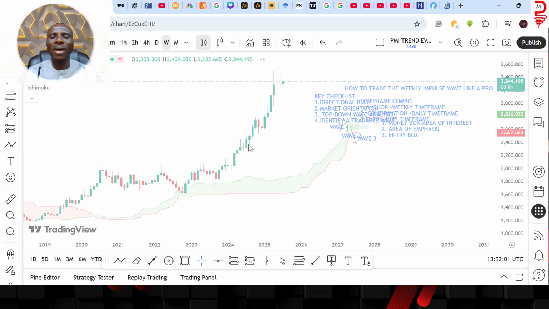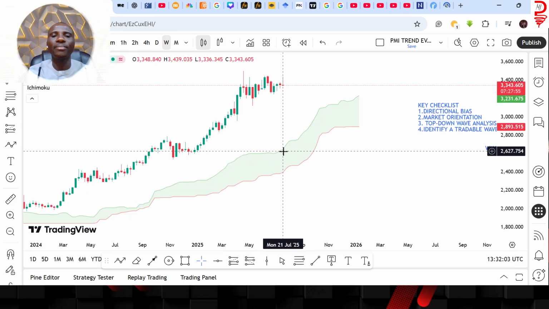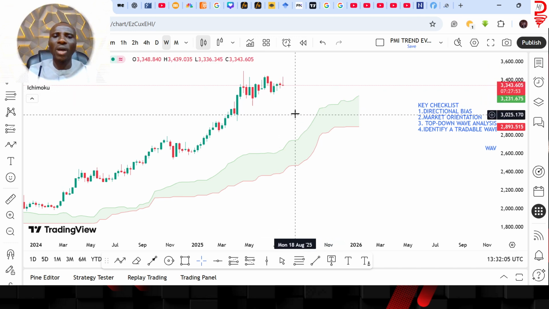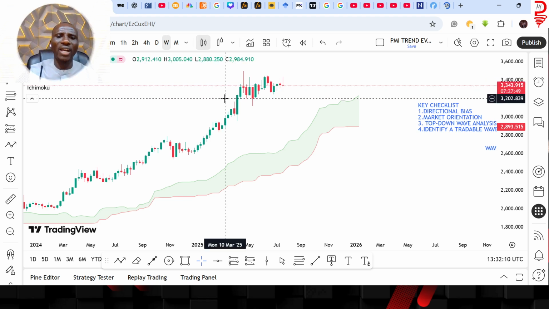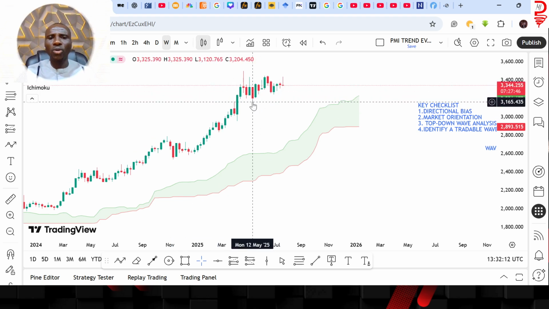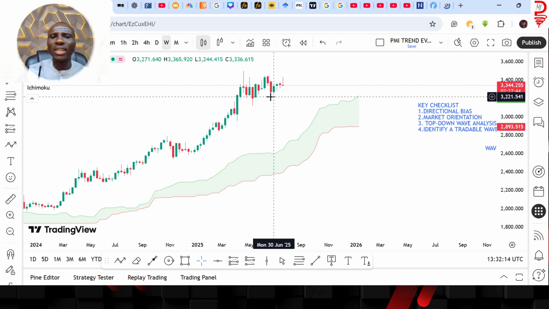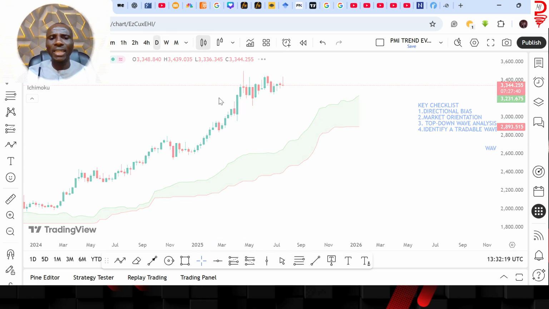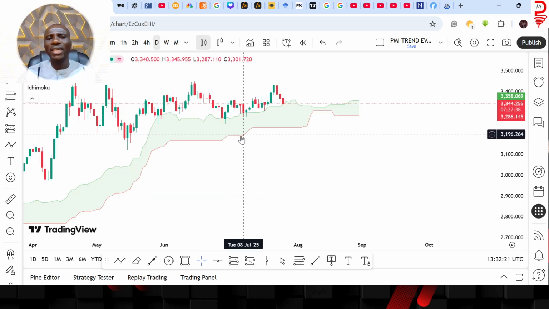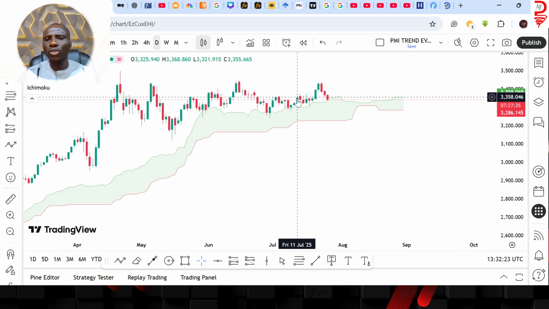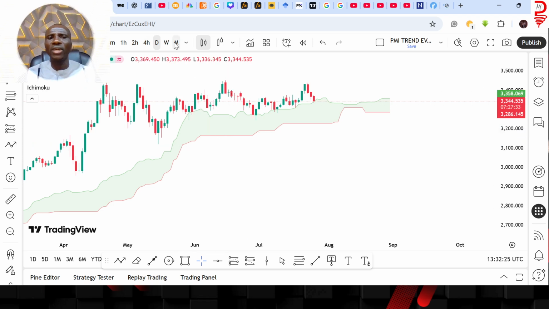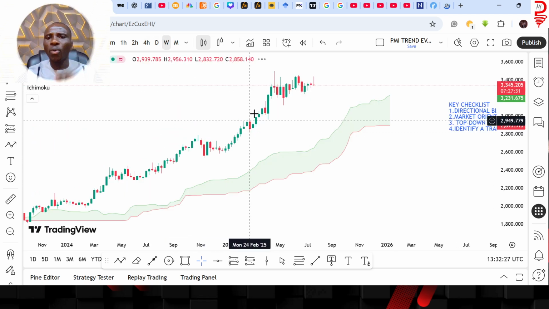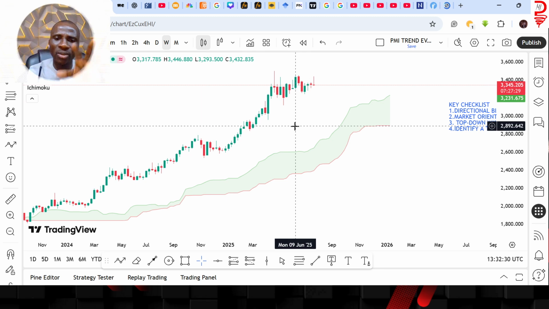Now, the directional bias is a buy. Now, you want to ask yourself, what is the tradable wave? What wave can I trade? So, if you are to trade a weekly wave, the implication of that is that on the daily, you must ask yourself, is the market structure in favor of the upward direction that I've identified on the weekly? What do I mean? What am I talking about?